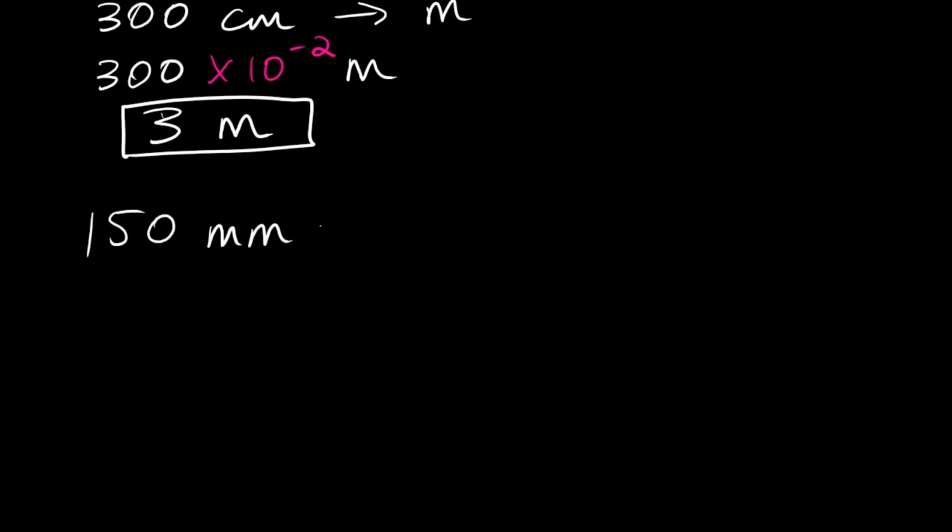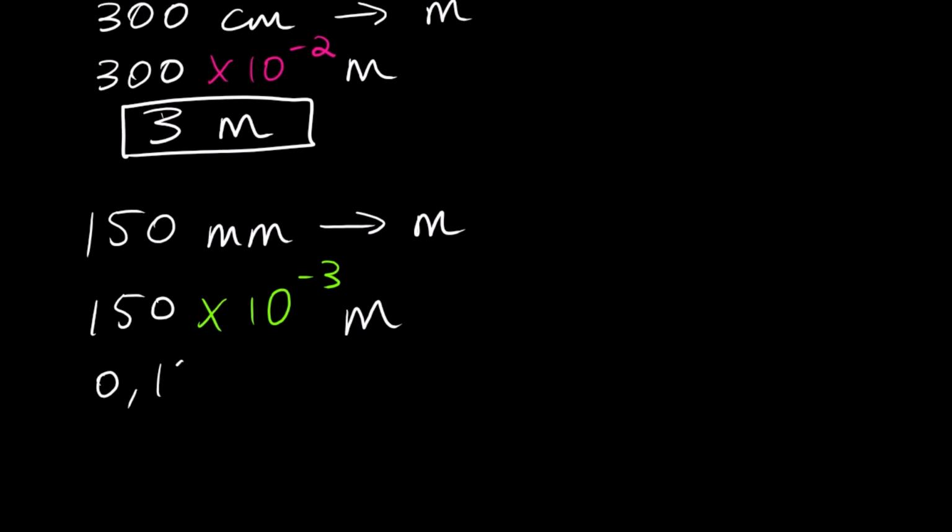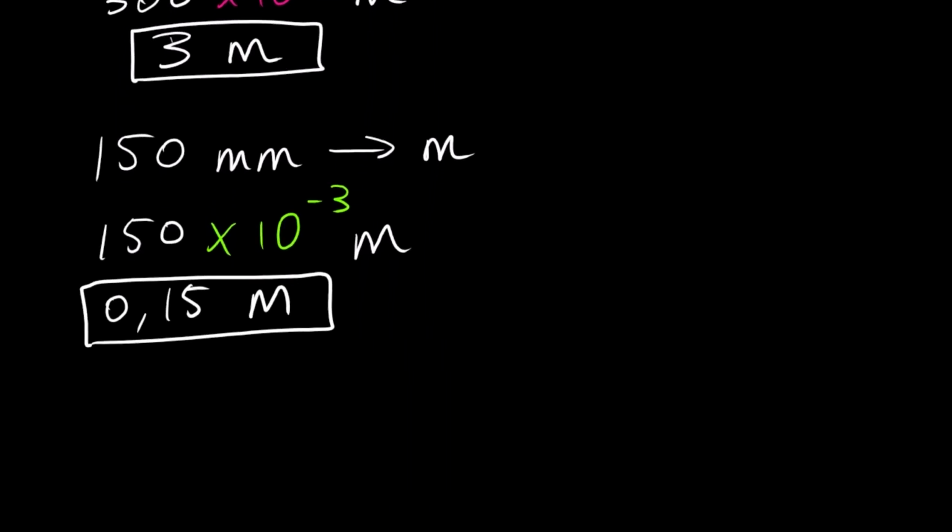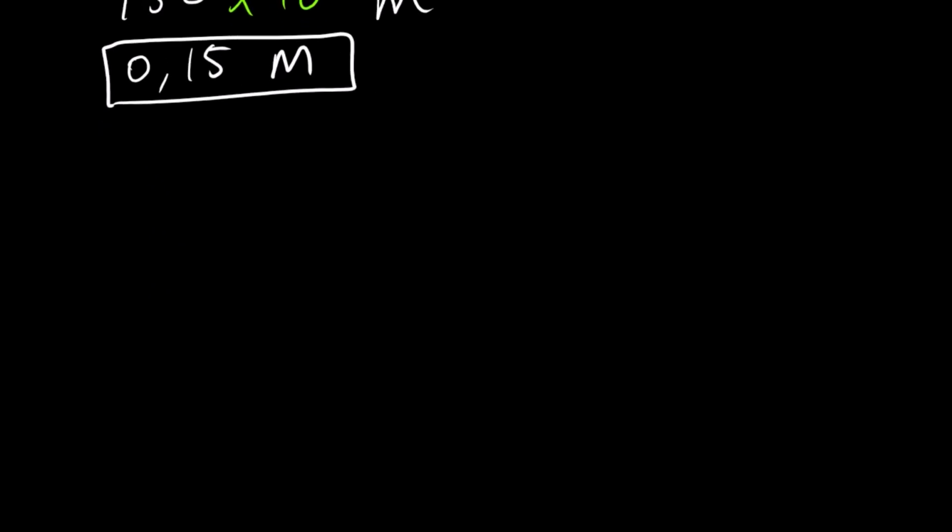150 millimeters. We want to convert to meters. Now we know that millimeter is times 10 to the power negative 3. Then you are left with what? Meter. Simply punch this on your calculator. Your answer will be 0.15 meters. You are done. Let us look at another example.